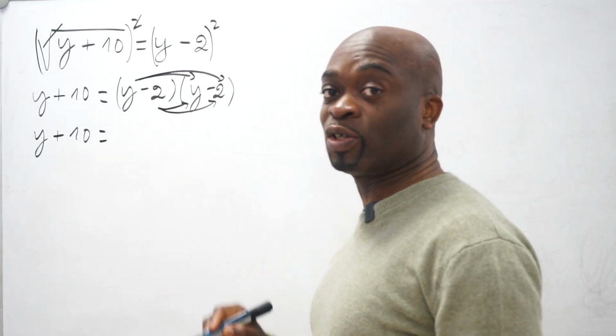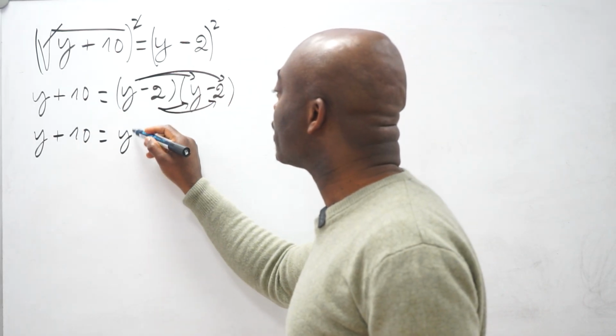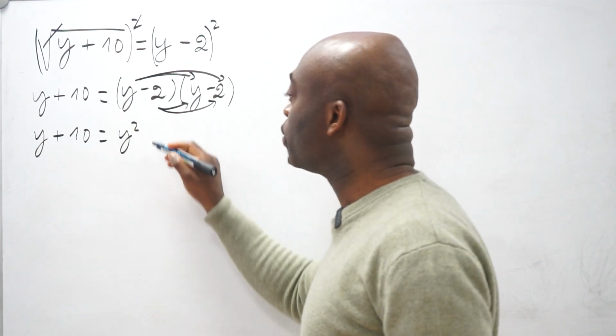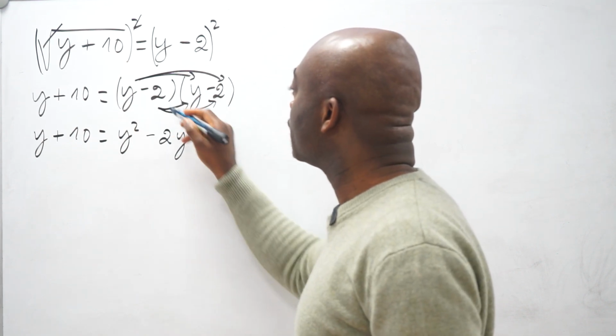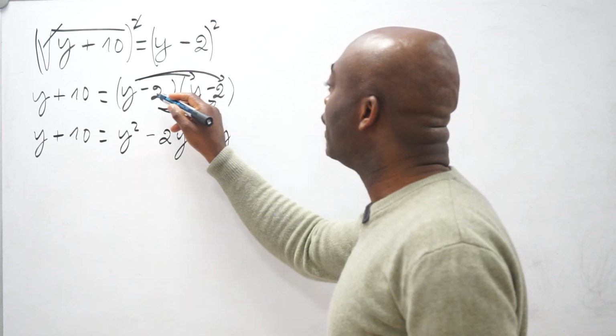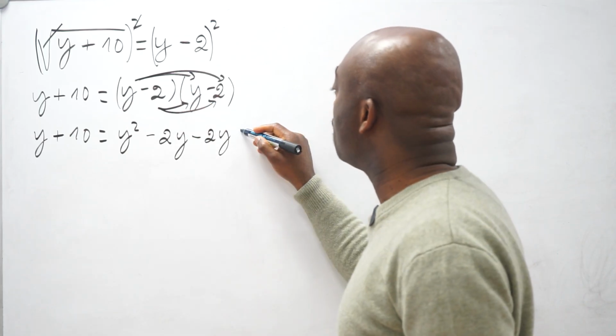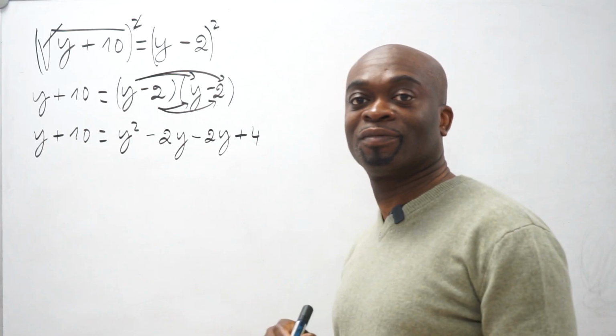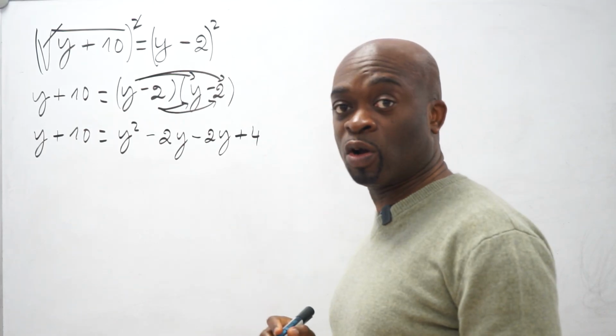All right? So you bring down the y plus 10 because you haven't touched it. And now y times y is going to give us what? It's going to give us y to the second power. Y times negative 2 is negative 2y. Then negative 2 times y is going to give us another negative 2y. And negative 2 times negative 2 is going to give us positive 4.